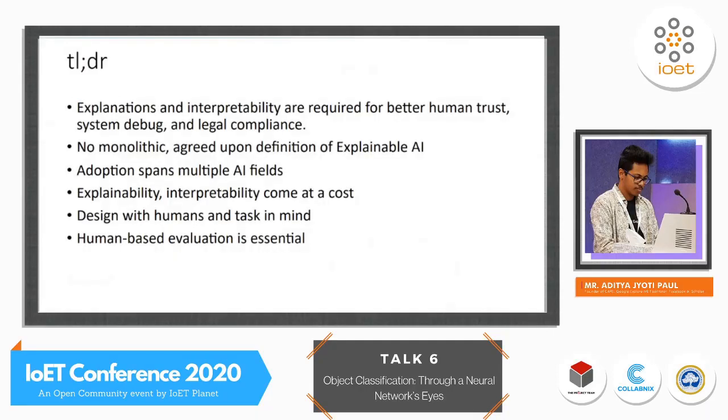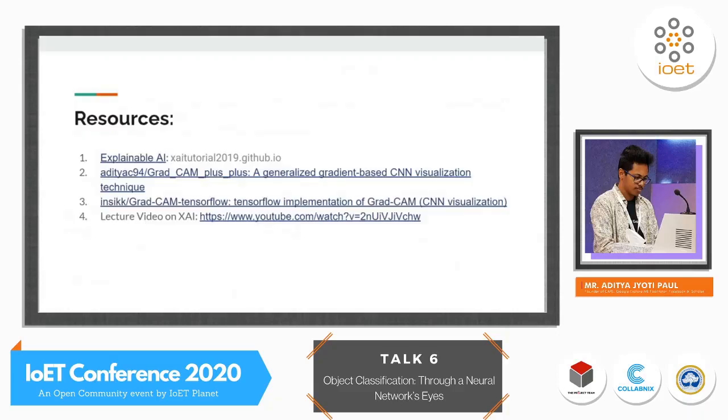So a brief rundown of the research efforts is that we look for explainability for better human trust, debugging, and legal compliance. We should always be able to explain who is responsible if an AI is going wrong, and human-based evaluation makes it much easier and more trustworthy.